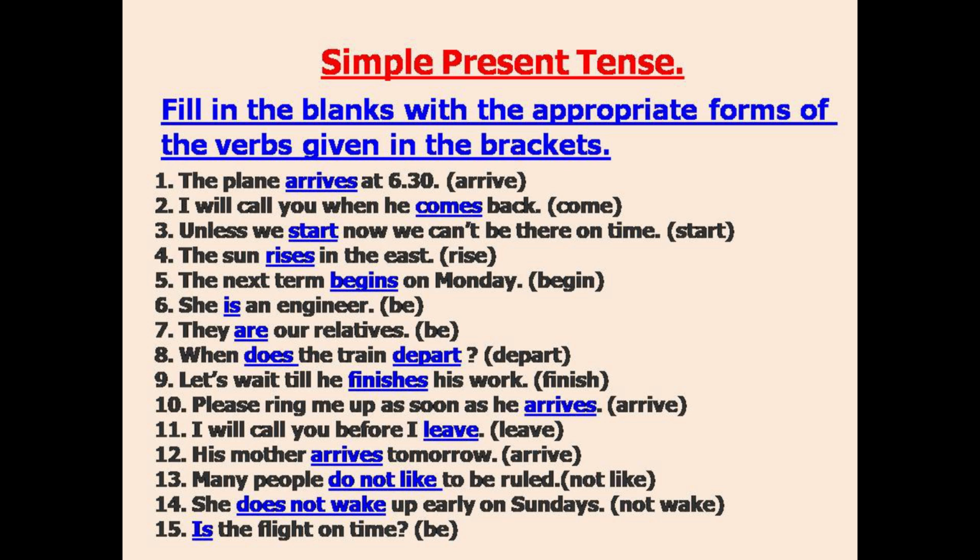Okay. Next question. She dash an engineer, within bracket be. See, as we have already discussed, she is singular. So for singular subject, we need to use is. She is an engineer. Next question. The dash are relatives, within bracket be. We have already discussed that the plural form we use is are. So they are our relatives.